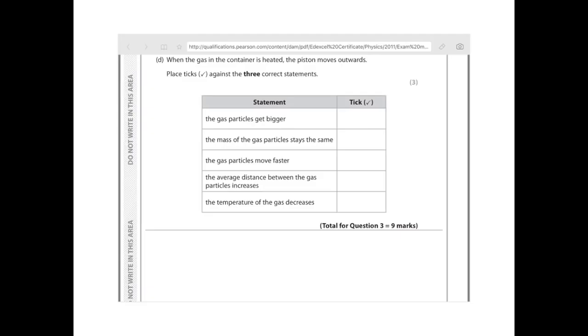The gas particles get bigger. No, that's not true. The mass of gas particles stays the same. The gas particles move faster. Yeah, that makes sense. Well, clearly, if you heat them, they're going to gain kinetic energy, so they will move faster. The average distance between the gas particles increases. Again, true, because if they're moving faster, they'll be moving away from each other, therefore increasing the distance. The temperature of the gas decreases. Well, no, the container's been heated, so that's absolute rubbish.